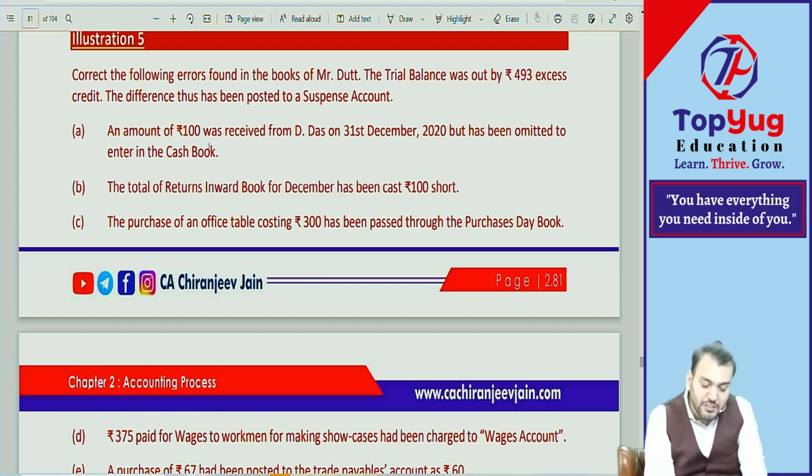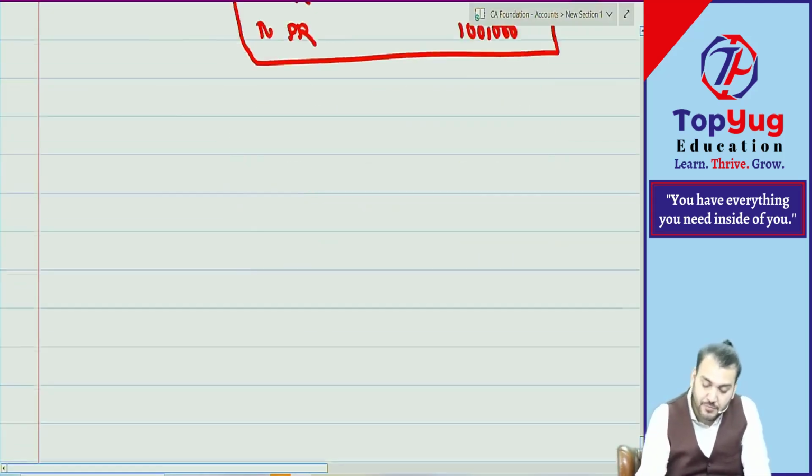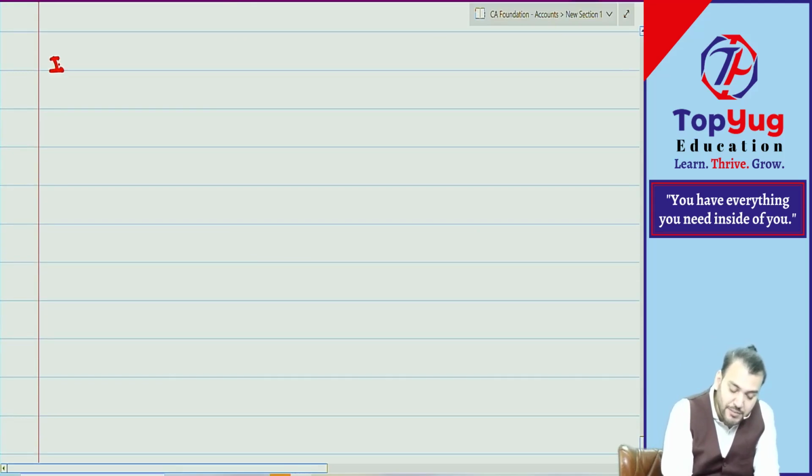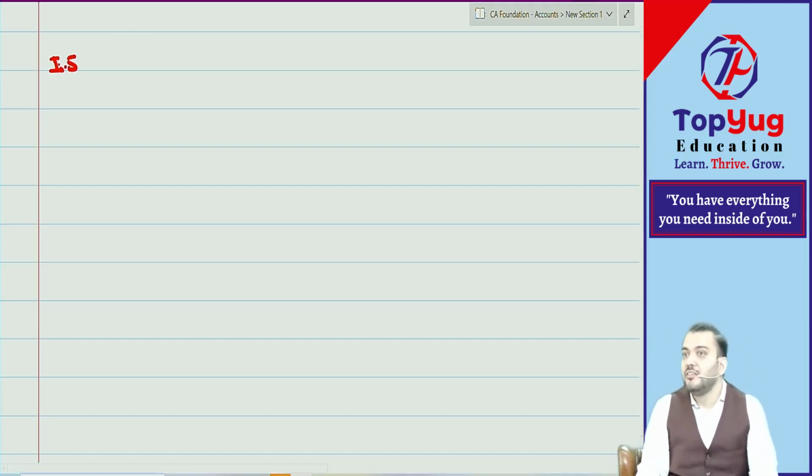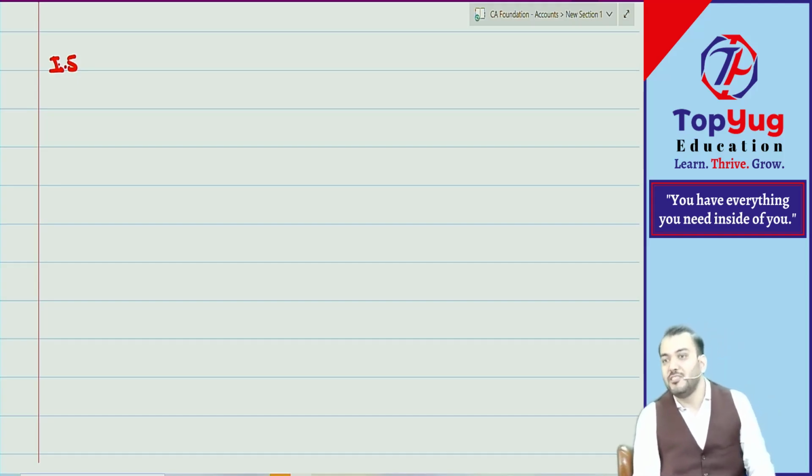An amount of rupees 100 was received from Das on 31st December 2020 but has been omitted to be entered in the cash book. Means it is omitted to be recorded in the cash book, without two-sided or one-sided. Cash book is a subsidiary book, means it is a complete omission. Cash book means journal, it is not yet recorded only. So not recorded means complete omission.